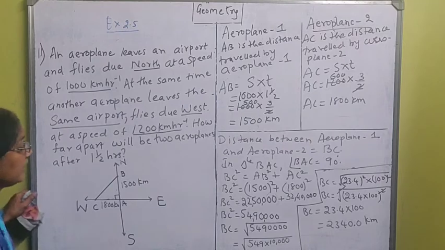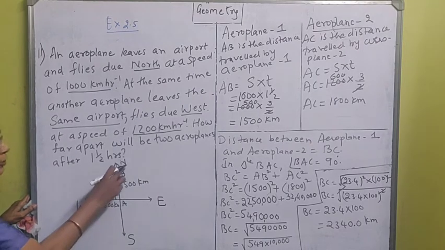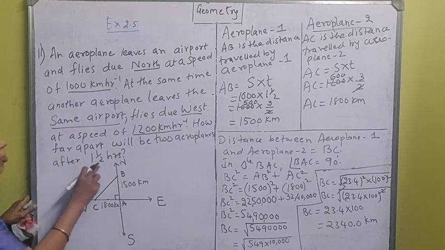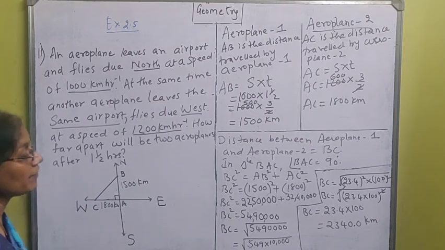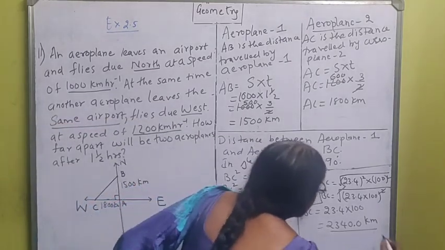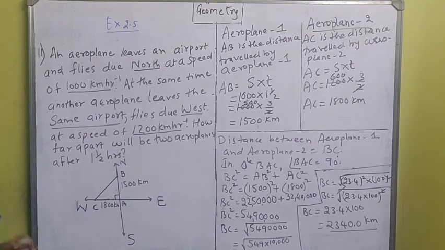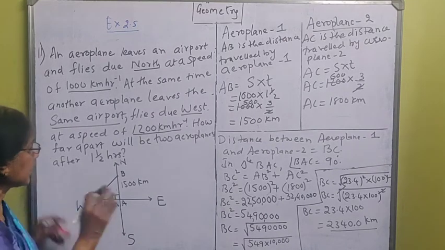2340 kilometers. That is the distance between the two aeroplanes after 1.5 hours. So this is your answer. So you came to know how to do it. So once again I will explain it to you. So this is the second explanation.